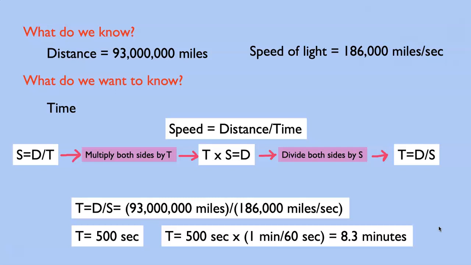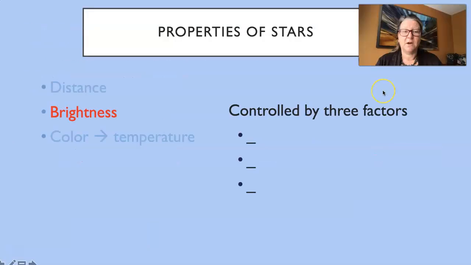That means when you watch the sunrise, it actually rose 8 minutes ago, but the light is just reaching us. Or if you watch the sunset, it actually set 8 minutes ago. Okay, we're going to talk about brightness now. Brightness is controlled by 3 factors. You could pause the video and think about this. What would affect how bright a star looks from Earth?